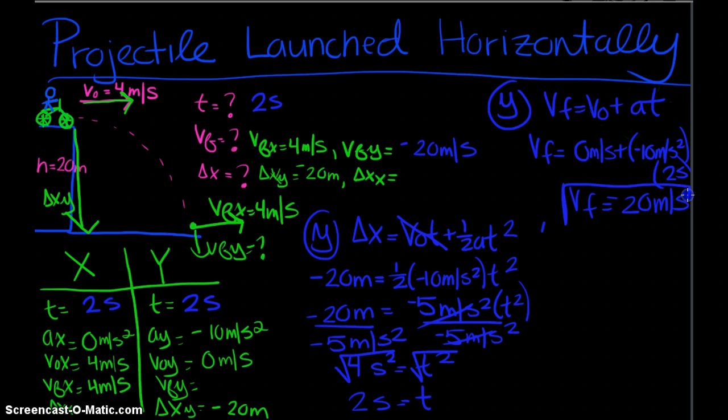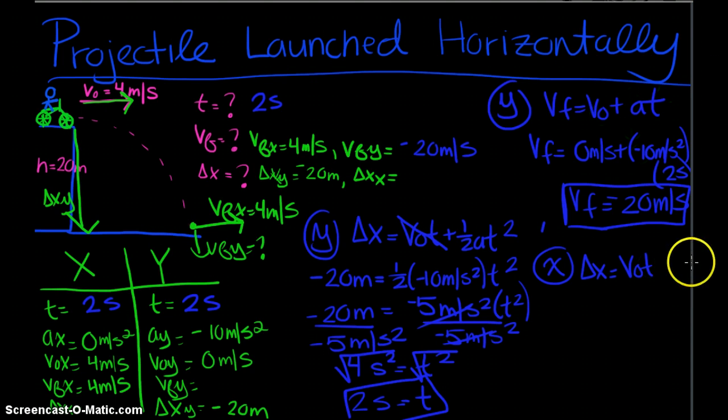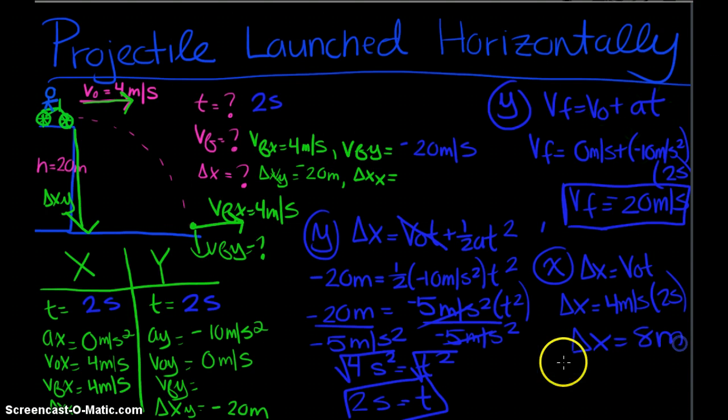All right, excellent. So the last thing to find is the range here, or delta x in the x. This is going to be an x analysis, and I'm looking for delta x, so I think I'll use the delta x equation: v0 t plus 1/2 a t squared. But because acceleration is 0 in the x, that 1/2 a t squared will just be 0. So I end up with delta x is equal to 4 times 2, and a delta x of 8 meters.